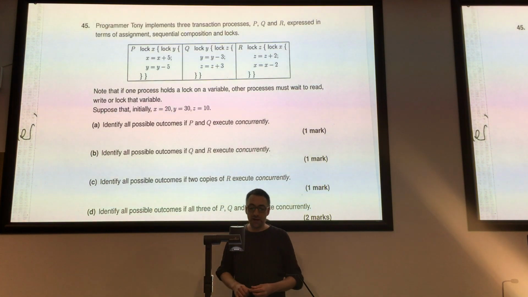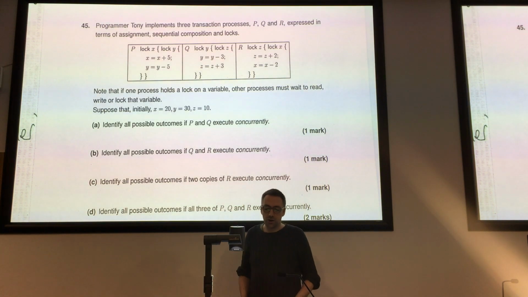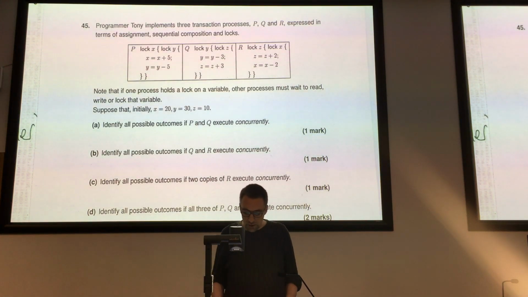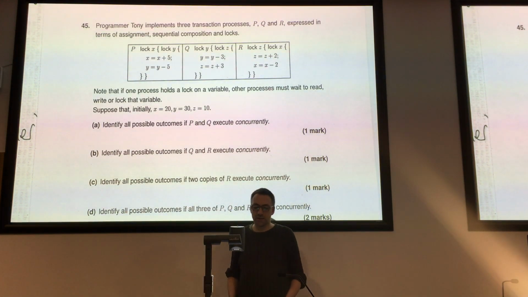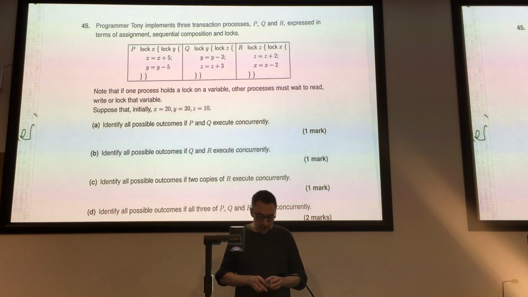who implements 3 transaction processes, P, Q, and R, in our usual little language of locks, assignment, and sequential composition. So we're reminded, note that if one process holds a lock on a variable, other processes must wait to read, write, or lock that variable. And we're also told initially that x is 20, y is 30, and z is 10. And then we're asked to identify what might happen in a bunch of situations. So let's figure it out.